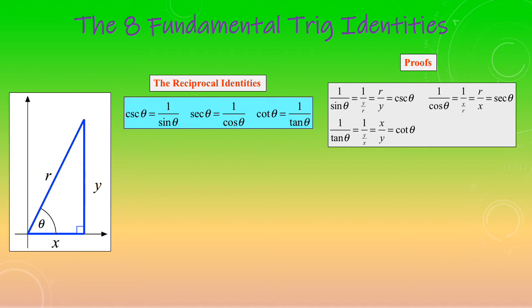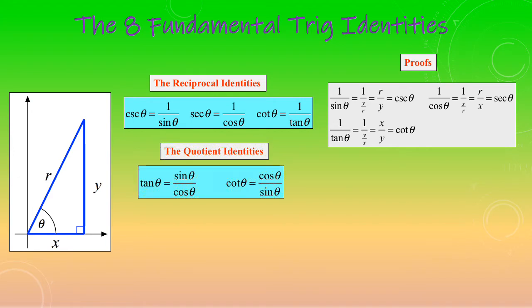1 over sine theta is equal to 1 over y over r, as looking at the triangle to the left. We take the reciprocal of y over r, which is r over y, and that is cosecant theta. Similarly, 1 over cosine theta is equal to 1 over x over r, which is r over x, which is secant theta. And 1 over tangent theta is 1 over y over x, which is x over y, which is the cotangent theta.